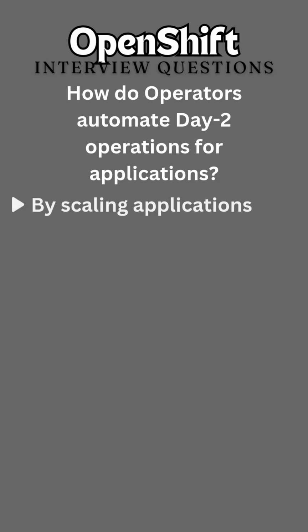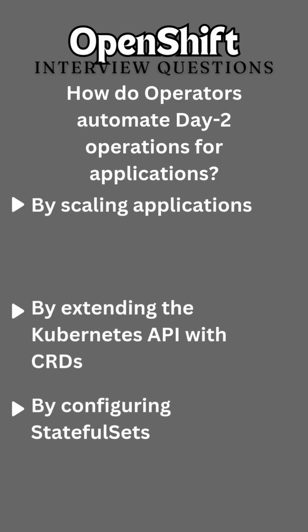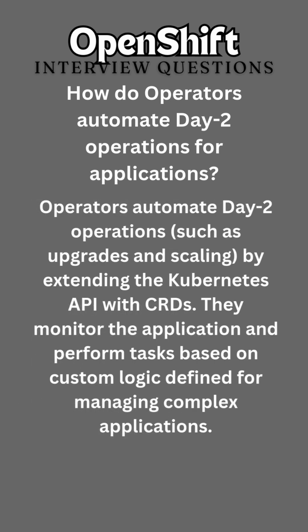How do OpenShift operators automate day 2 operations for applications? Operators automate day 2 operations, such as upgrades and scaling, by extending the Kubernetes API with CRDs.